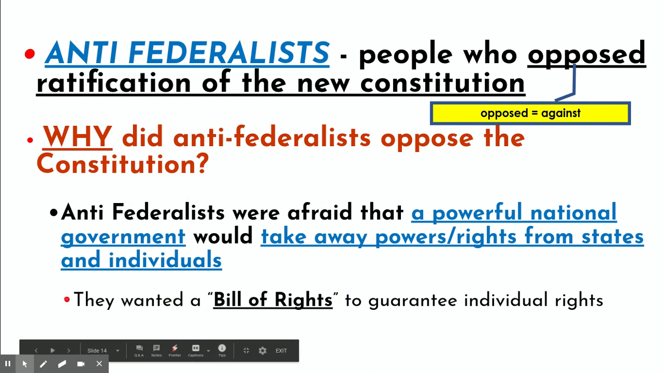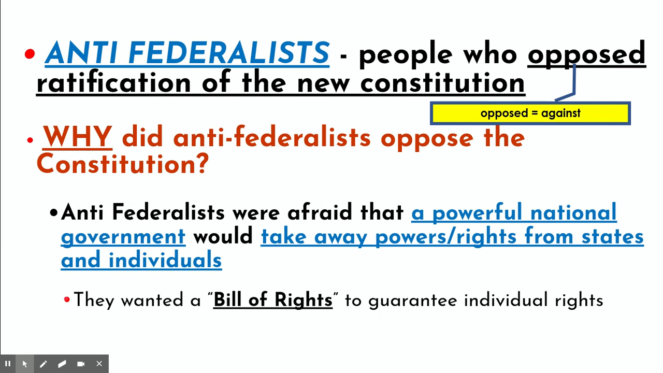They wanted a Bill of Rights to guarantee individual rights. Basically, the Constitution originally did not have a Bill of Rights. We'll talk a lot about the Bill of Rights, but the Constitution was supposed to protect individual rights. A lot of the things that we think of in the Constitution, like freedom of speech, freedom of the press, freedom of religion, the right to bear arms, the right to not have your home searched, those things are all in the Bill of Rights. They were not in the original Constitution.